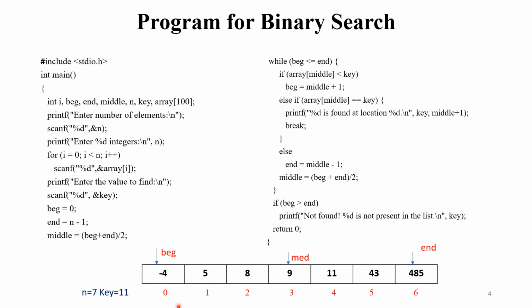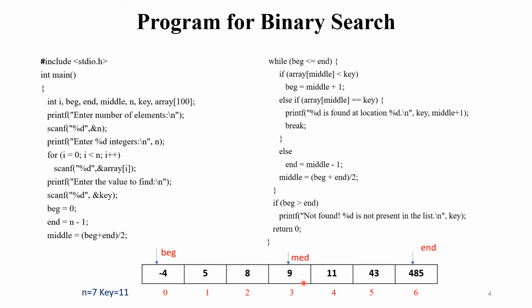Here beginning is 0 and end is 6. So 0 is less than or equal to 6. This condition is true, so we go to the if condition. In the if, array of middle less than key. Array of middle is 9, and our key is 11. So 9 is less than 11. This condition is true. Then we shift the beginning to the right side. For shifting the beginning to the right side, we use the statement beginning is equal to middle plus 1.